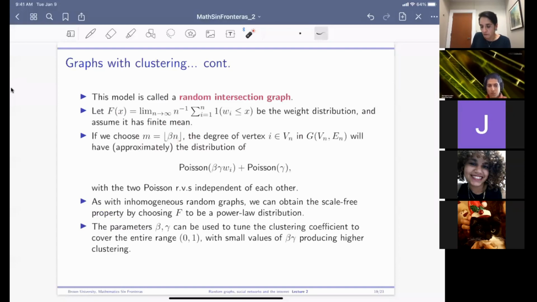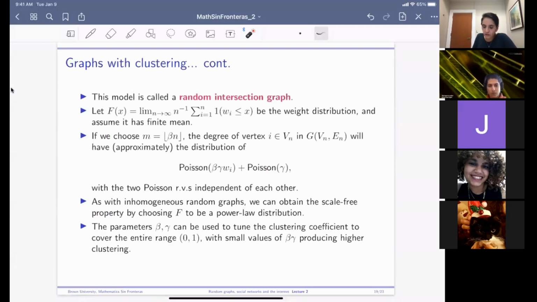Then what we can prove is that in the limit as n goes to infinity, the distribution of the degree of vertex I in this new graph, the graph among the actors, is going to be equal to the sum of two independent Poissons. The first one with parameter beta gamma wi, coming from the number of movies that they participate in. And the second one is just an independent Poisson with parameter gamma. So the degree distribution is now not just one Poisson, but two. One is a mixed Poisson, and the other one is a pure Poisson with the parameter gamma that we chose.